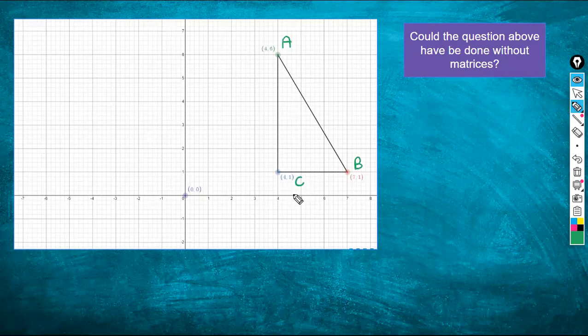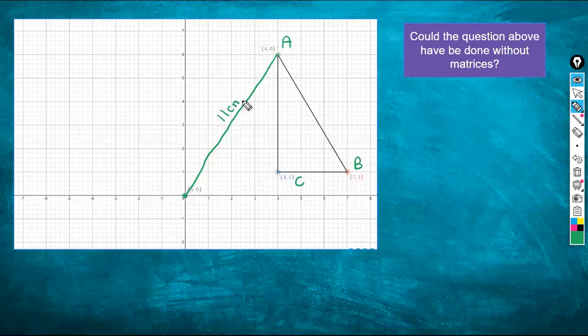All you have to do is take your ruler. Let's start off with point A. Take point A and, using your ruler, draw a straight line, hopefully straighter than my line here, to the origin, because we're rotating it about the origin. What you need to do is measure the length of that line accurately. So if it's 10 centimeters, make sure you measure it properly. Let's assume that when we measure this line, we get 11 centimeters.